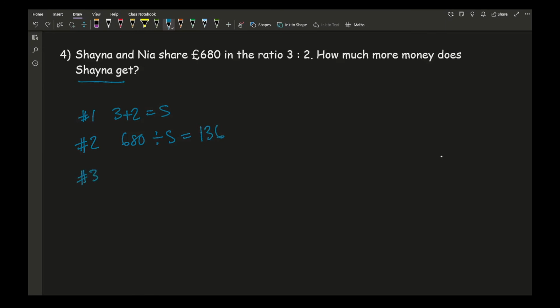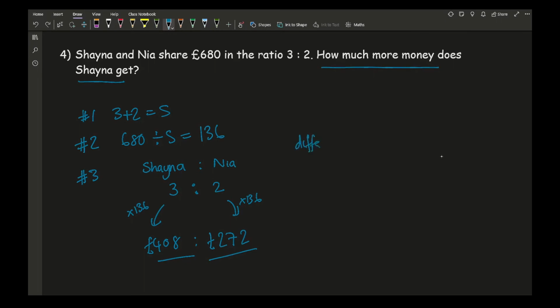And then what I need to do, in terms of presentation, is write down both their names in the order in which it's written in the question. So I've got Shayna and Naya, and I've got the ratio 3:2. So again, I'm going to multiply both these two numbers by 136. So here I've got 3 times 136 is 408. And I've got 2 times 136, which is 272. Now again, I've not finished the question because the question is asking me how much more does Shayna get. So what I need to do is work out the difference.